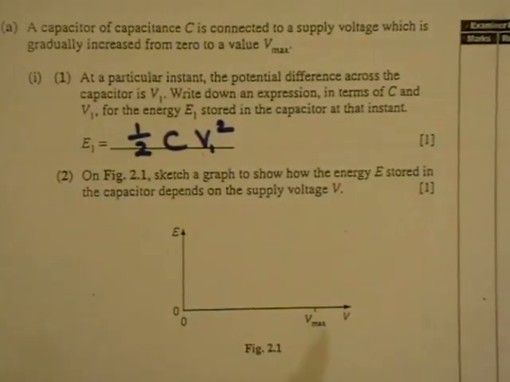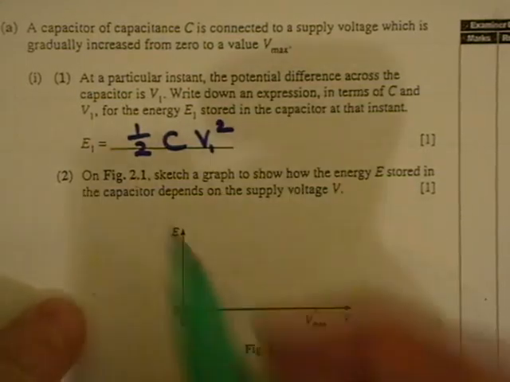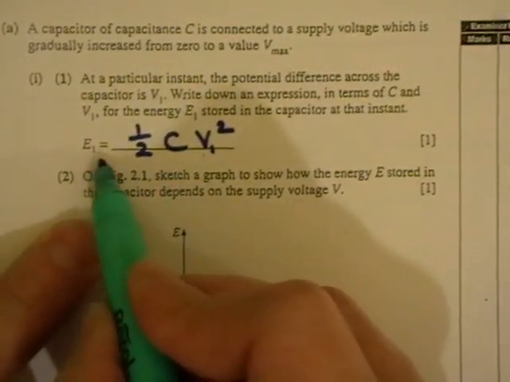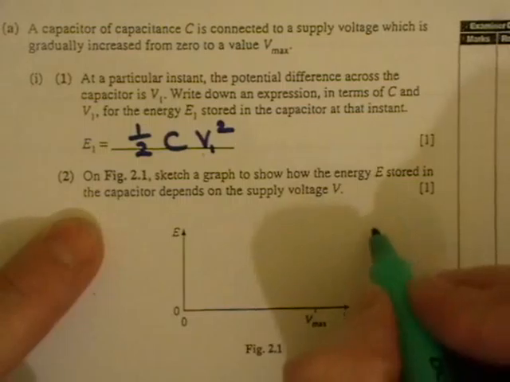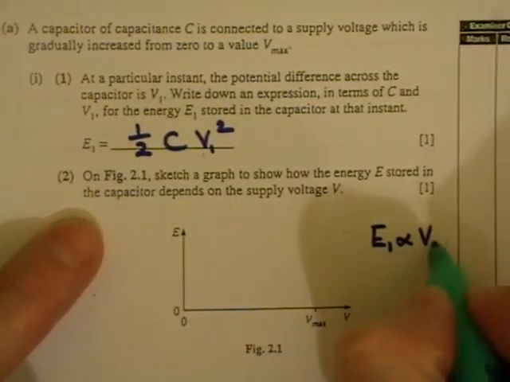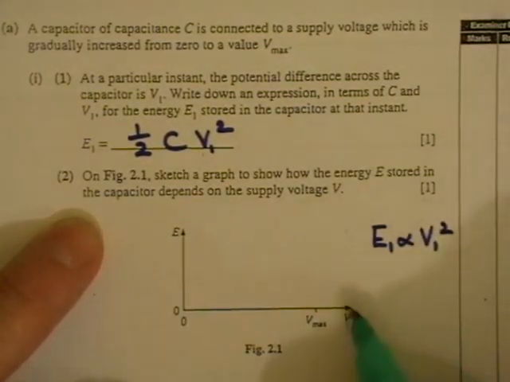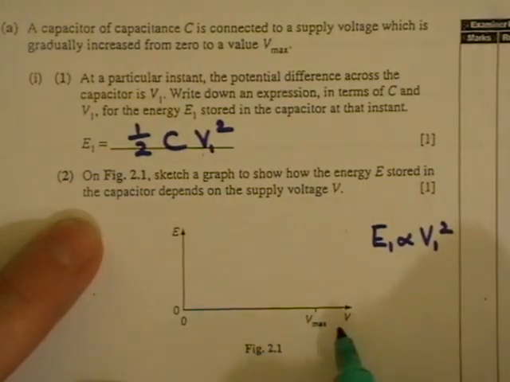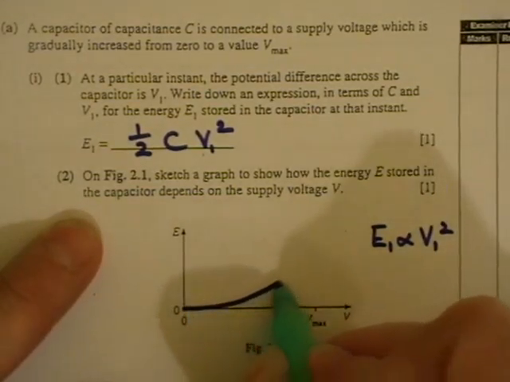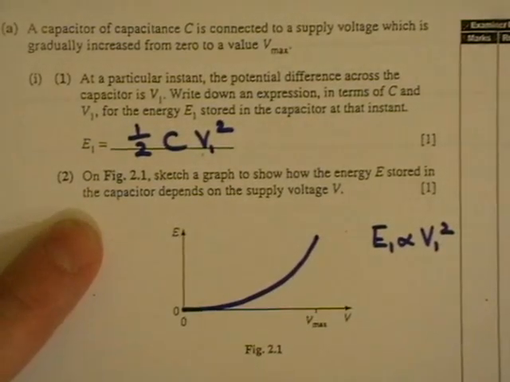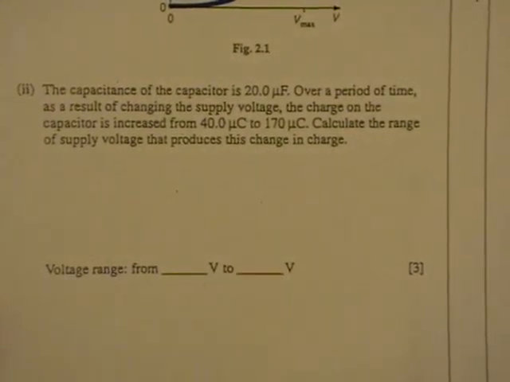On figure 2.1, sketch a graph to show how the energy E stored in the capacitor depends on the supply voltage V. So there's your equation. You can see that E1 is proportional to V1 squared. And therefore, if you were going to plot a graph of E versus V, then that has to be an upward sloping curve, which is going to stop at Vmax there.